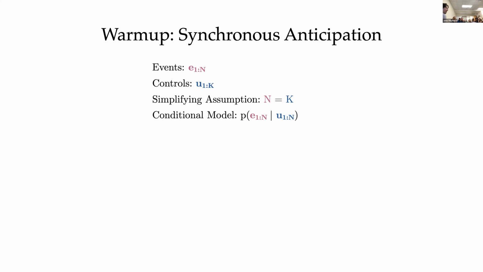And as a warm-up to this task, I'm going to make some simplifying assumptions that I'll relax later, and then think about the full problem. In particular, I'm going to assume that I have a one-to-one correspondence between these events and these controls. So I have N events and N controls, and this is going to make life easier in ways that won't work in general, but will help us understand the ideas.